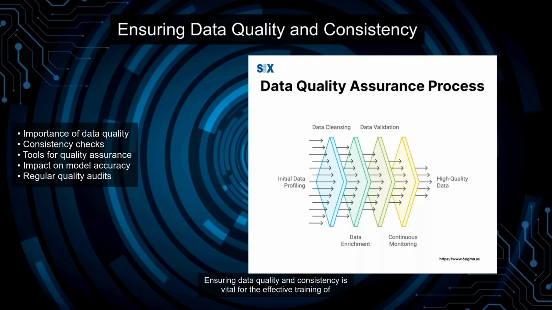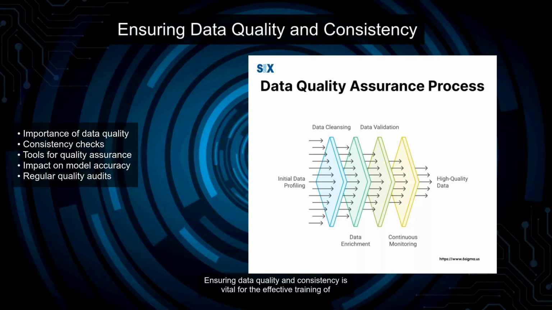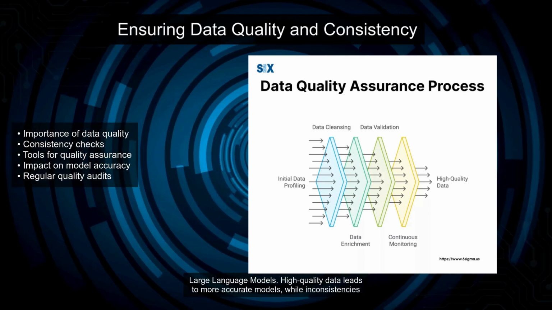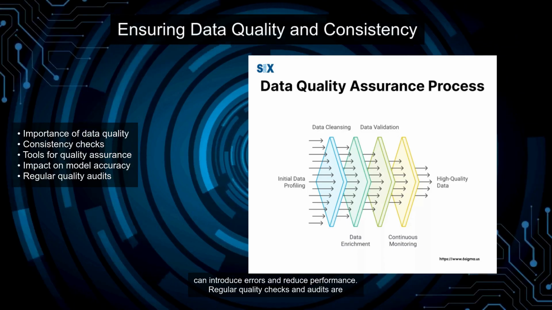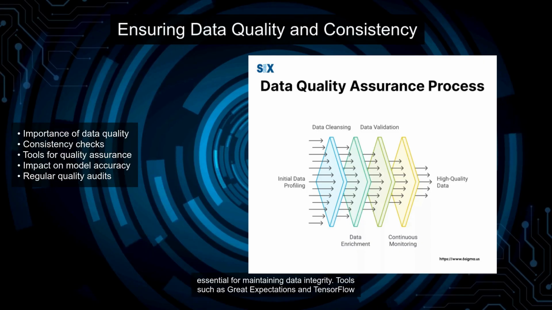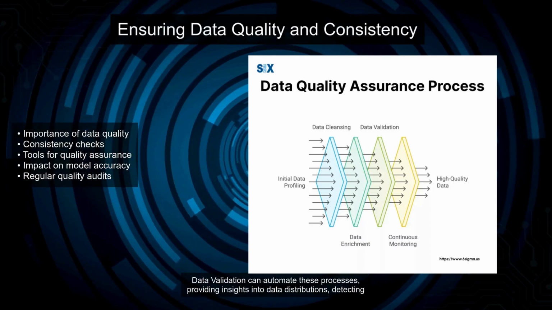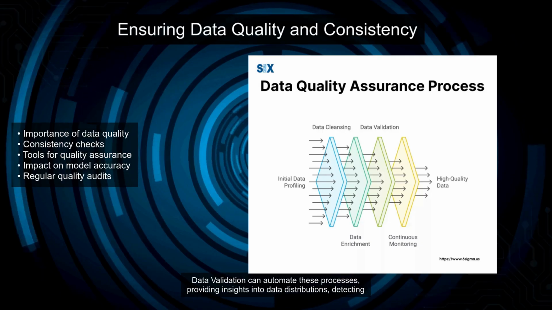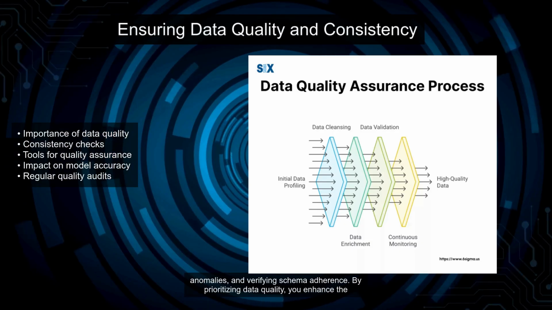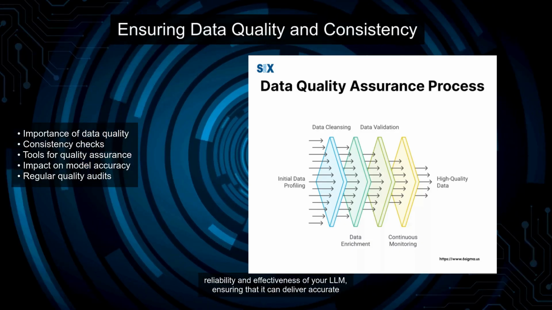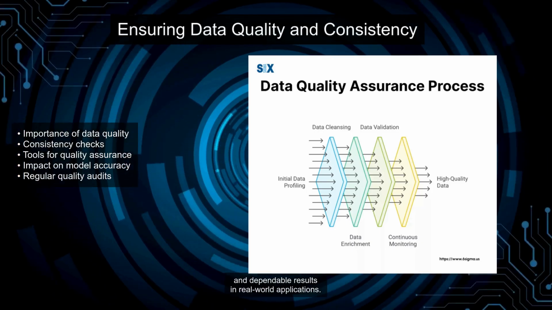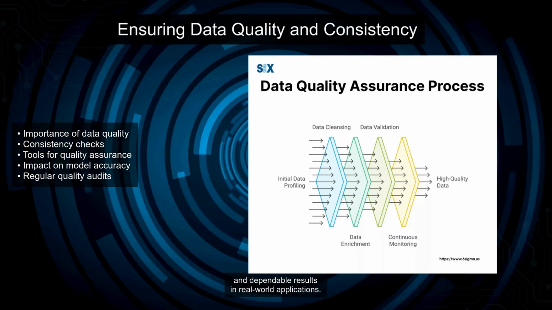Ensuring data quality and consistency is vital for the effective training of large language models. High-quality data leads to more accurate models, while inconsistencies can introduce errors and reduce performance. Regular quality checks and audits are essential for maintaining data integrity. Tools such as Great Expectations and TensorFlow Data Validation can automate these processes, providing insights into data distributions, detecting anomalies, and verifying schema adherence. By prioritizing data quality, you enhance the reliability and effectiveness of your LLM, ensuring that it can deliver accurate and dependable results in real-world applications.